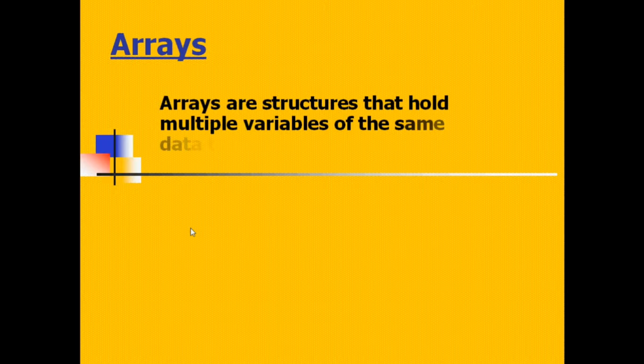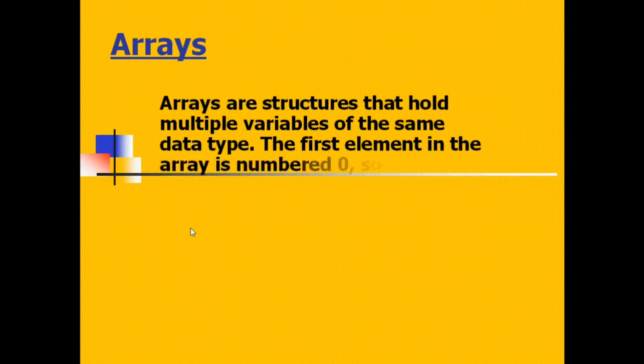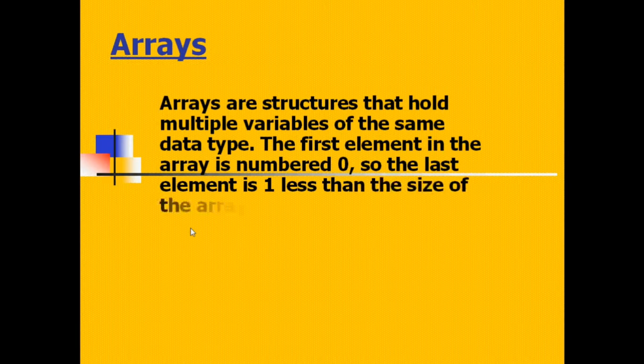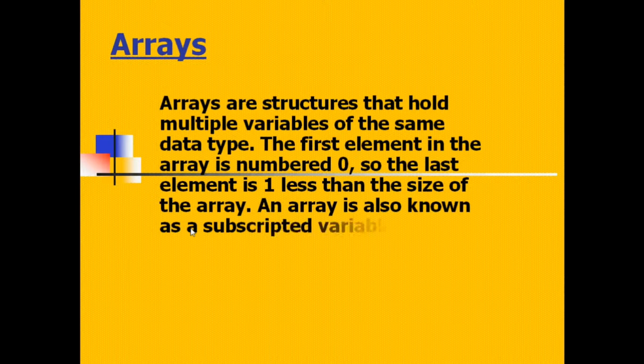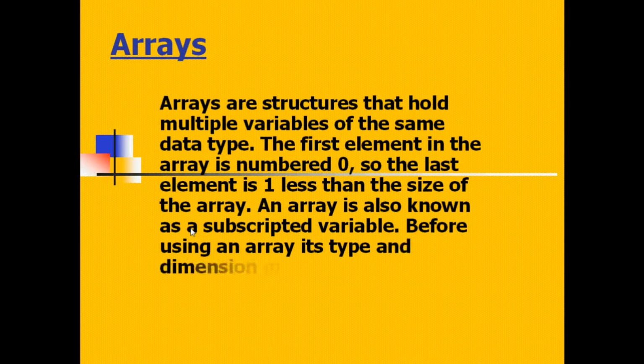Arrays are structures that hold multiple variables of the same data type. The first element in the array is numbered 0, so the last element is 1 less than the size of the array. An array is also known as a subscript variable. Before using an array, its type and dimension must be declared. Now let's come to the array declaration.